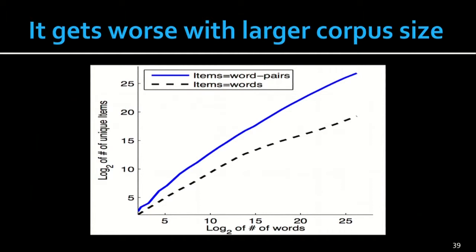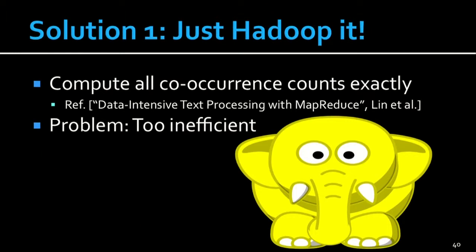It is not hard to see why, because one of them is growing like order n, the other one is growing like order n squared. So as the corpus gets larger, this problem gets worse. So what is the solution for the problem then? Well, the first solution is just to use Hadoop. We just use Hadoop. We throw a 50-node cluster at this problem. We compute all the co-occurrence counts exactly.